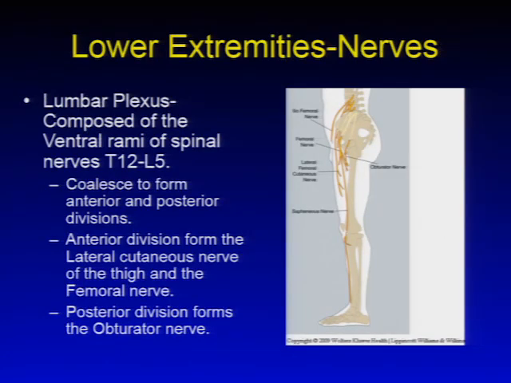Moving on to the nerves of the lower extremity. There are two major plexuses that provide sensory and motor innervation to the lower extremity. First is the lumbar plexus, which is composed of the ventral rami of the spinal nerves T12 through L5. These coalesce to form anterior and posterior divisions. The anterior division forms the lateral cutaneous nerve of the thigh and the femoral nerve. The posterior division forms the obturator nerve.